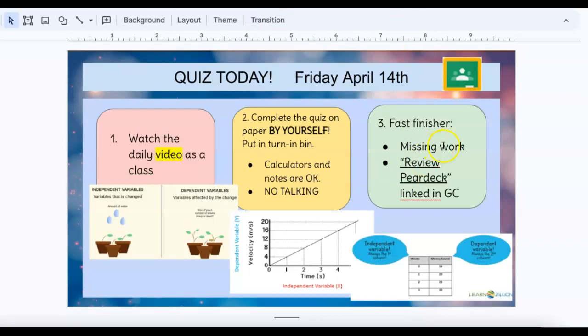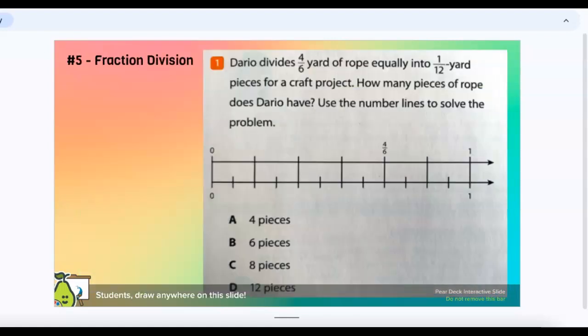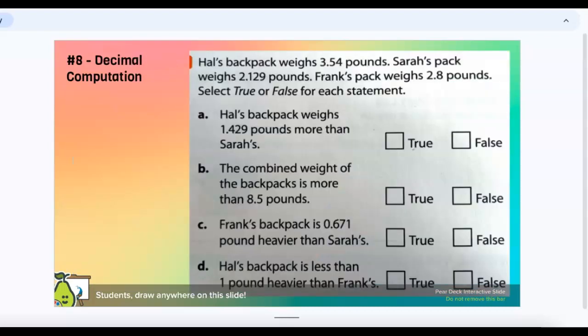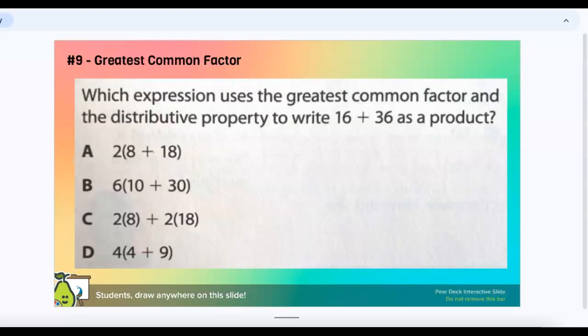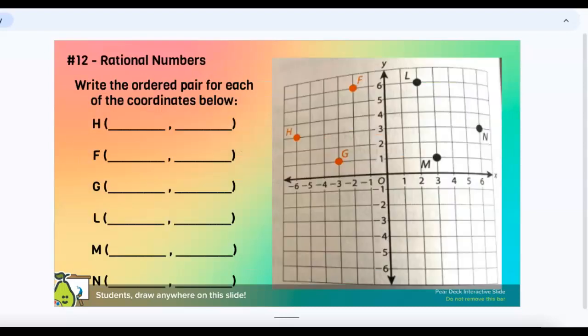And then you are going to be working on either missing work or the review paired act I have linked in Google Classroom. So the review paired act has questions from every unit we've done so far this year. Ratios, fraction division, long division, decimal computation, greatest common factor and factoring, rational numbers, and of course graphing, which you should be pretty good at now since you've been doing it for the past few days.